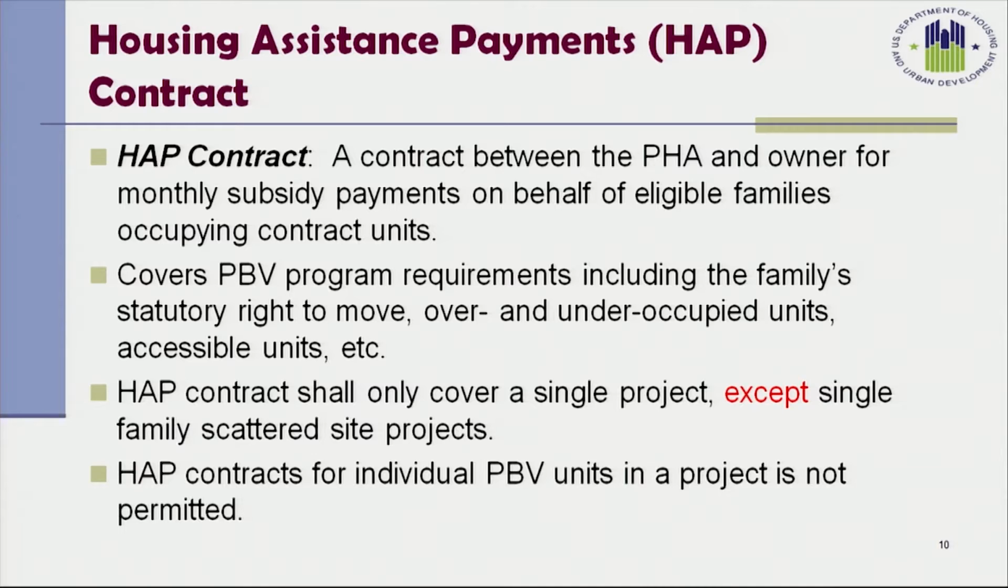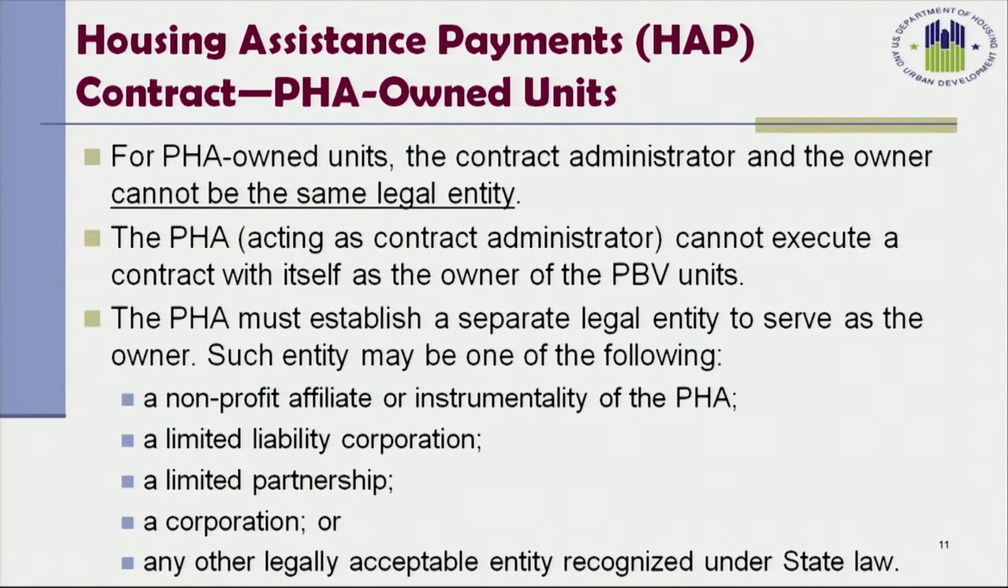The HAP contract shall cover a single project, with the exception of single-family scattered site projects. In the case of single-family scattered site projects that are owned by a single owner that have the same effective date and expiration date, they may be covered by a single contract. HAP contracts for individual PBV units in a project are not permitted, as is the case in the Housing Choice Voucher Program. Instead, all units in a multifamily project under the Project-Based Voucher Program must be included in a single contract. For PHA-owned units, the contract administrator and the owner cannot be the same legal entity.